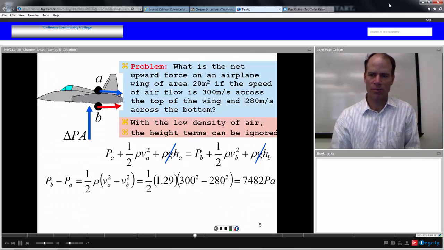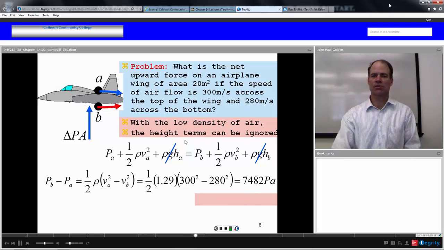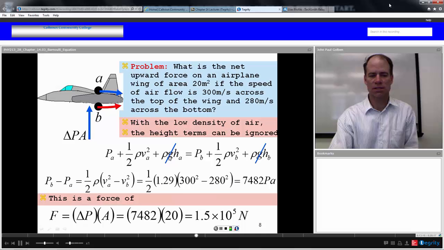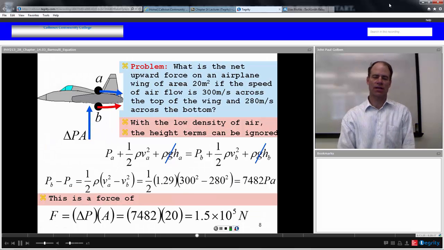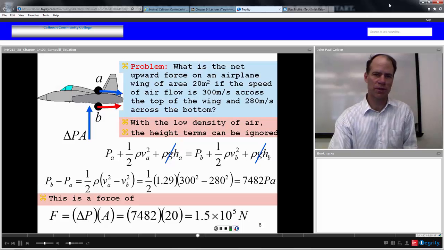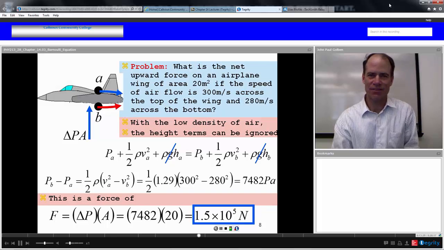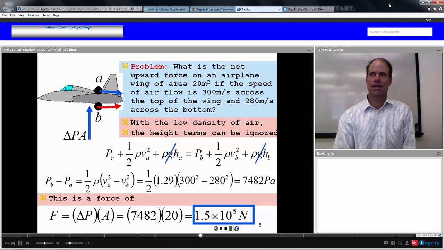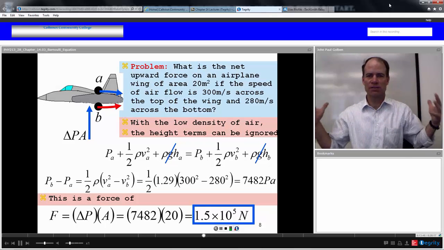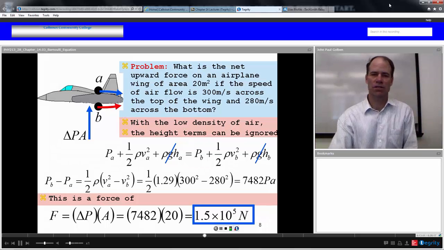meter squared, or pascals. If the area of the wing is 20 square meters, the force is going to equal the pressure difference times the area. So that's going to be 7,482 newtons per meter squared times 20 meters squared, which is 1.5 times 10 to the 5 newtons, or 150,000 newtons. So that could lift a small plane, or that would be the equivalent of the weight of 300 adult human beings. So if this plane weighed 300 adult human beings or less, then that would be enough force to lift this plane.